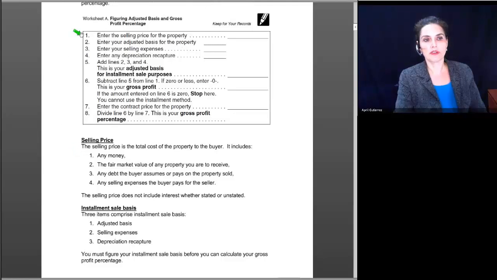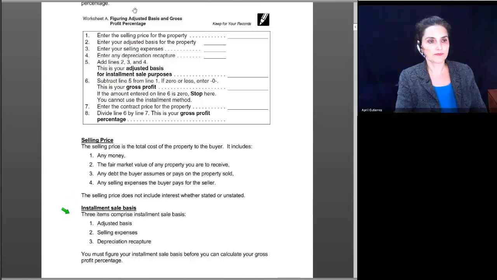So here on line 1, it says enter the selling price of the property. What does the IRS mean by that? Well, the selling price is the total cost of the property to the buyer. It includes any money, the fair market value of any property you are to receive, any debt that the buyer assumes or pays for the property sold, and any selling expenses that the buyer pays for the seller. The selling price does not include interest, whether stated or unstated.